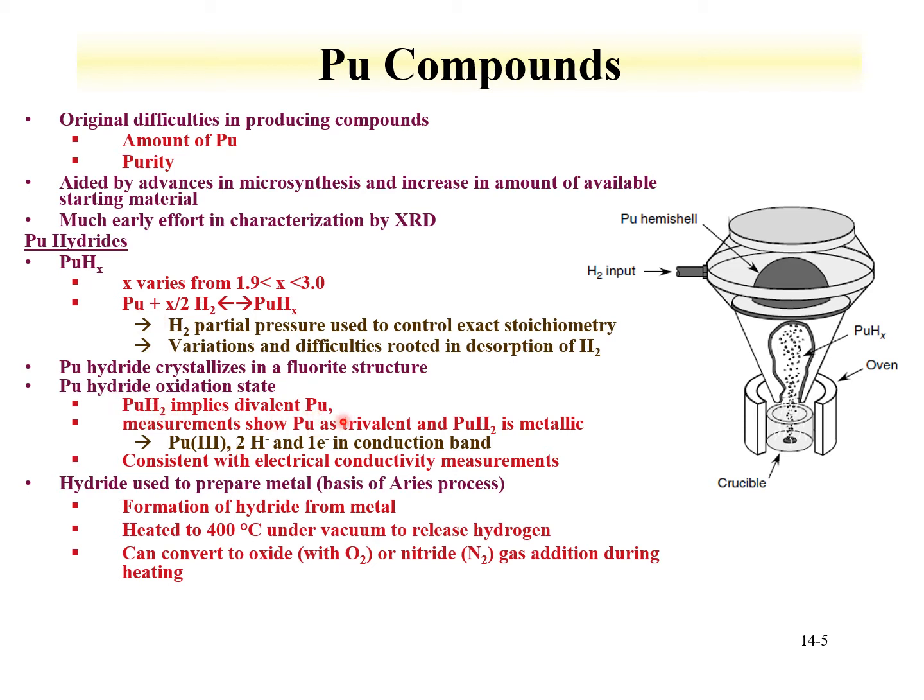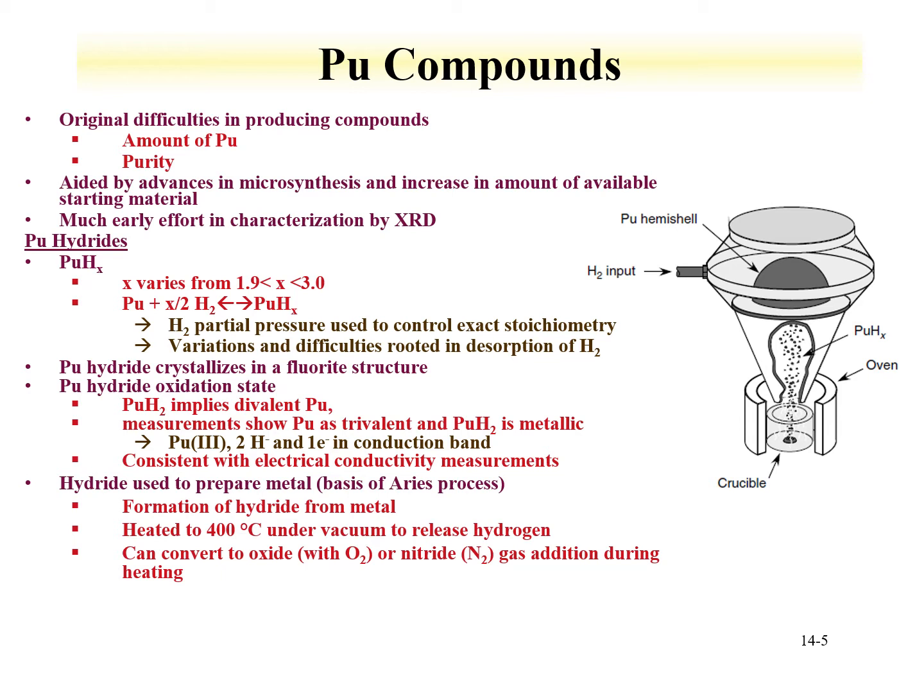However, measurements show that the plutonium is trivalent and the PuH2 is metallic. So what we seem to have is plutonium-3, 2 negative hydrogens, and 1 electron in a conducting band. And this is consistent with conductivity measurements that were performed on plutonium hydrides. Some of the properties of the plutonium hydrides are exploited in some processing.